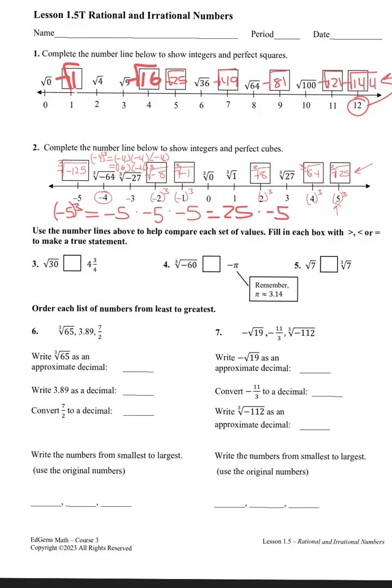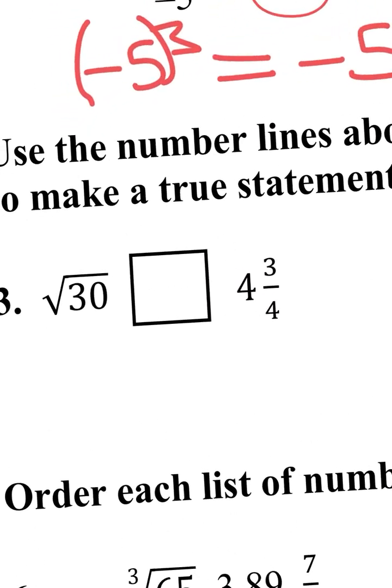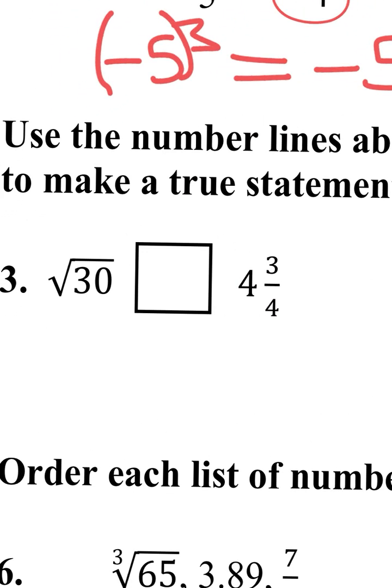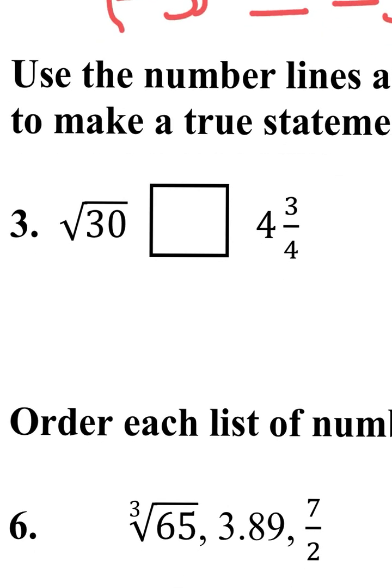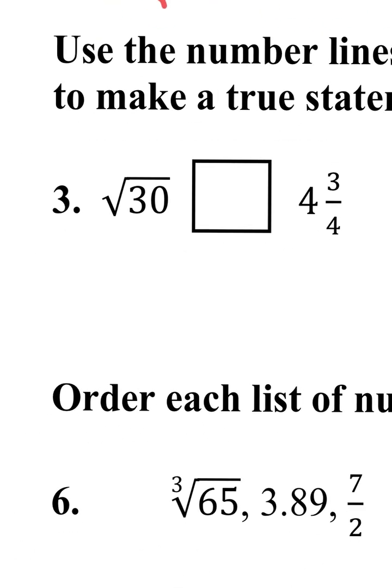Here we go. Number 3. Again, we're going to use a chart at the top. Number 3, they want us to compare 30 and 4 3/4. So when we're comparing these numbers, you have to think to yourself, what two perfect squares is 30 closest in between?